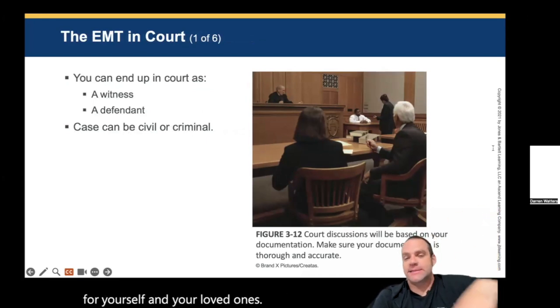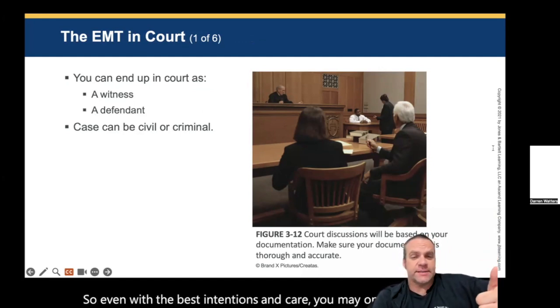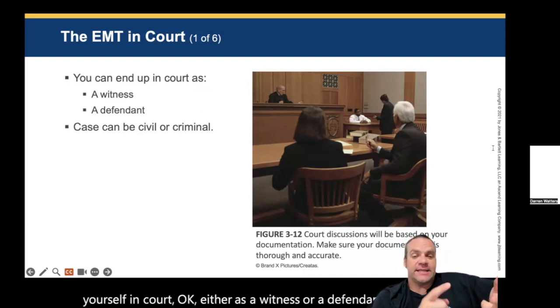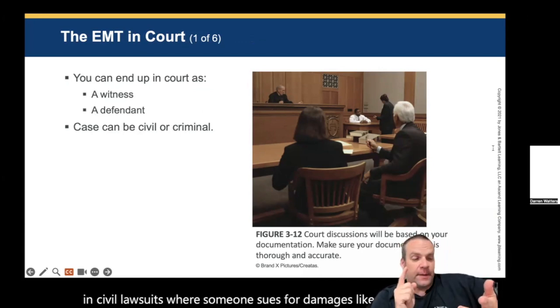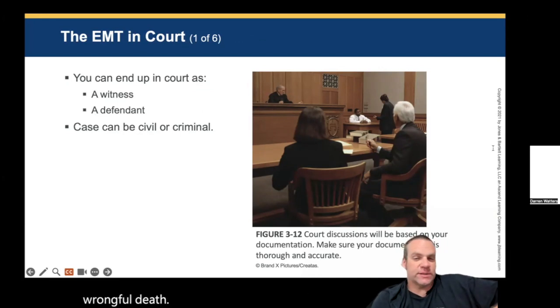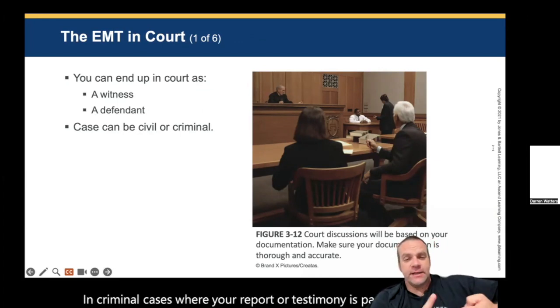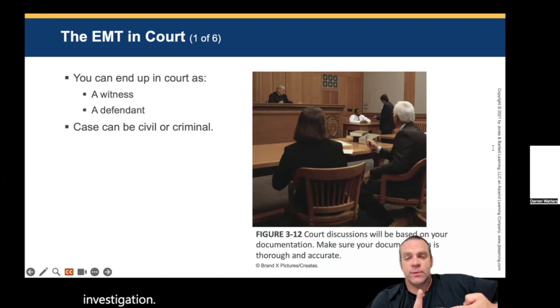Even with the best intentions and care, you may one day find yourself in court, okay? Either as a witness or a defendant, right? And you might ask me why? Because EMS documentation is often used in civil lawsuits where someone sues for damages like injury or wrongful death. In criminal cases where your report or testimony is part of a police investigation, or even in a coroner's inquest. This is when your notes help determine a cause of death.